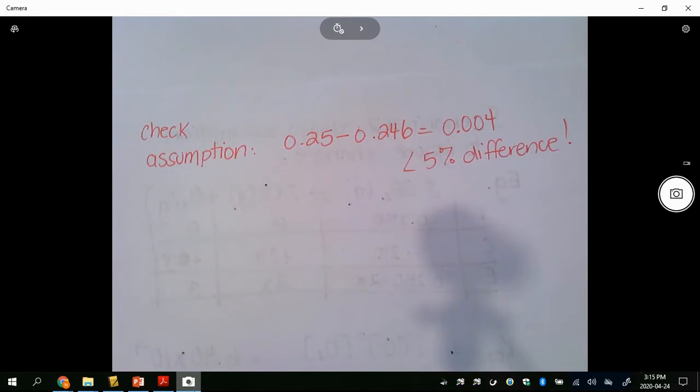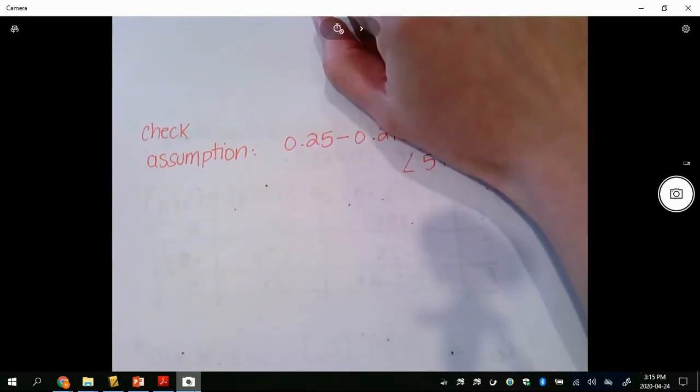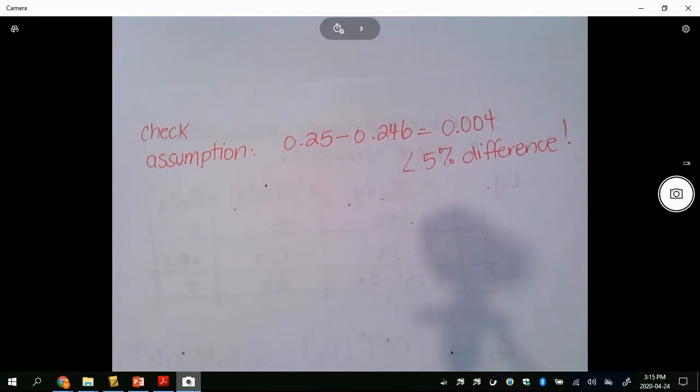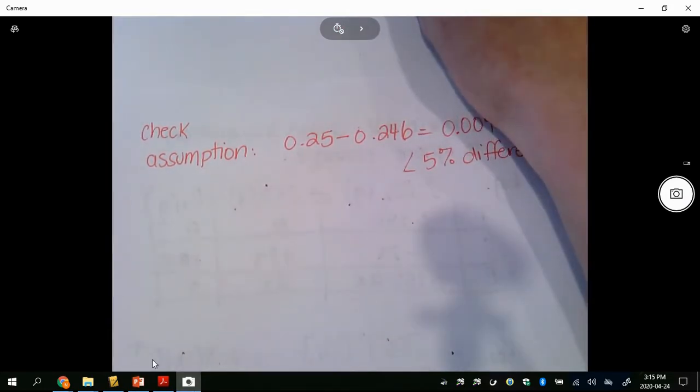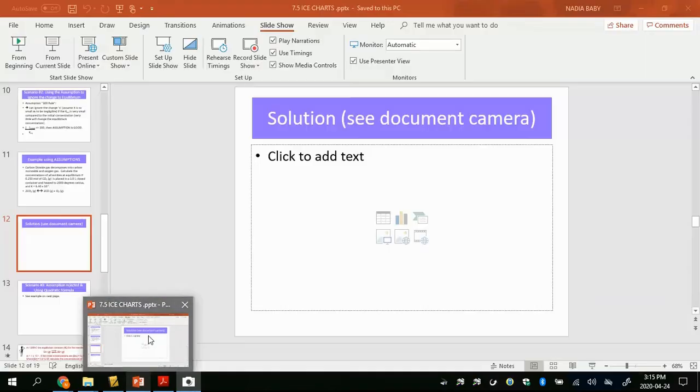All right, so that's example number 1. So we are now going to do an even more complicated example. We are going to go to scenario number 3, which is assumption is rejected. Okay, and now we're going to use the quadratic formula. So let's go back to our PowerPoint here.